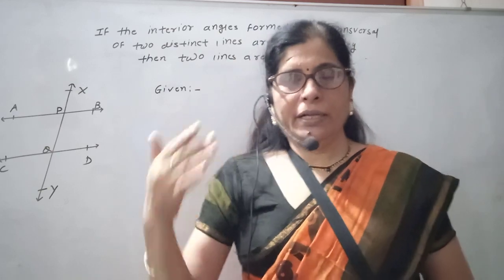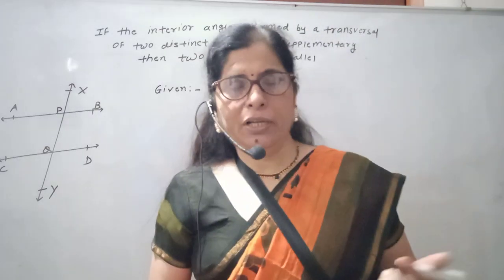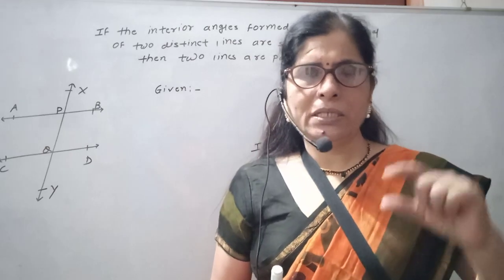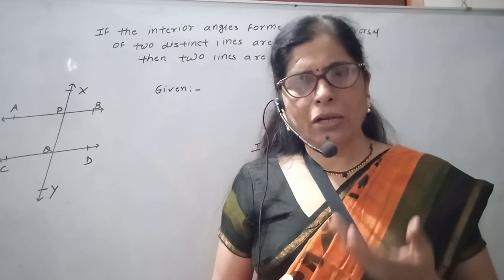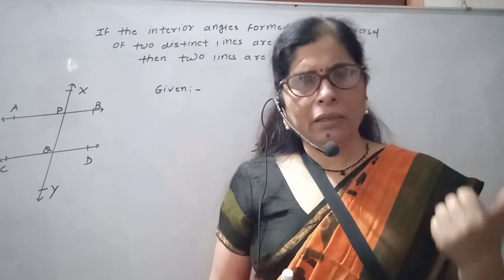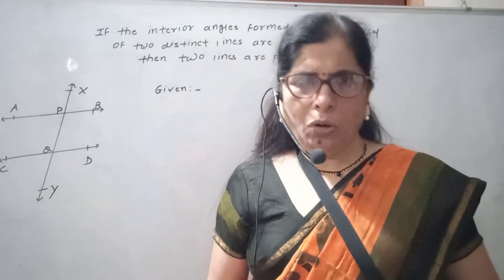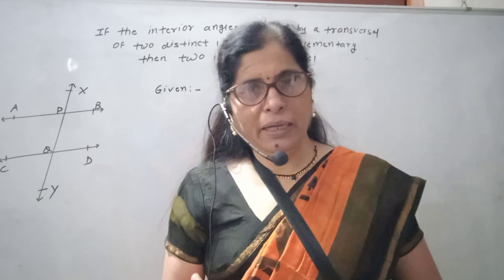Means if it is given that lines are parallel, and then if it is proved that interior angles are supplementary, then this is the interior angle theorem. If it is proved that alternate angles are congruent, alternate angle theorem. If it is proved that corresponding angles are congruent, corresponding angle theorem. Okay, now what is meant by test?